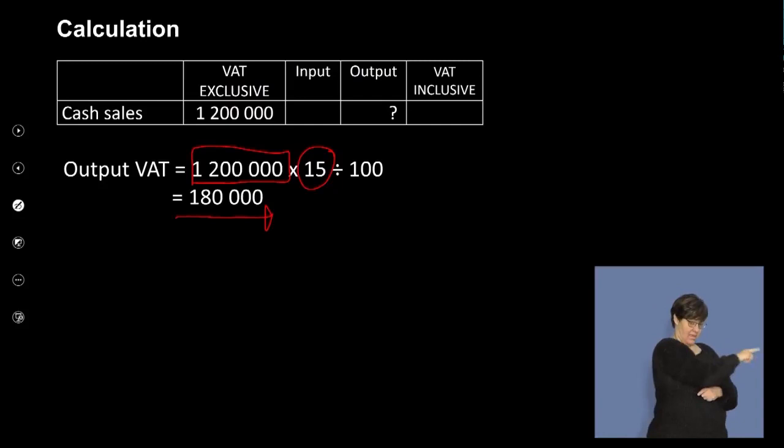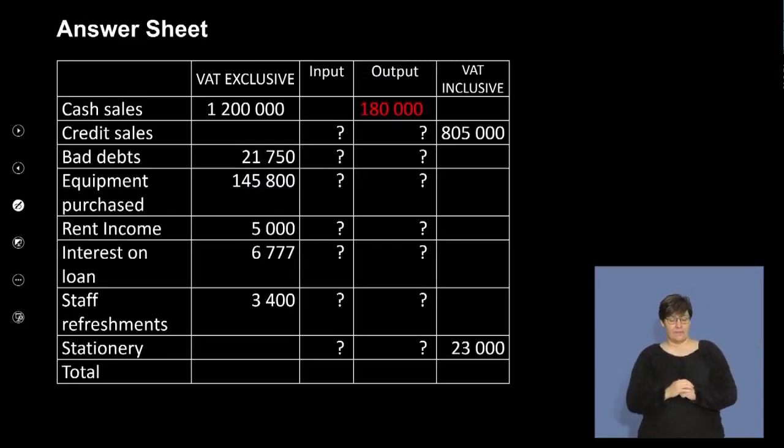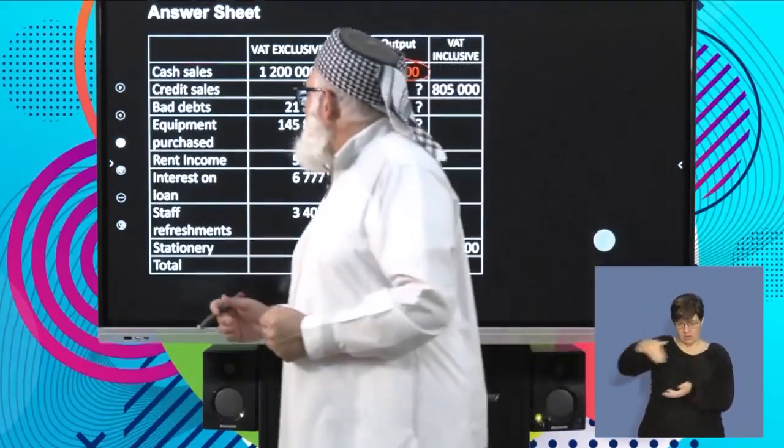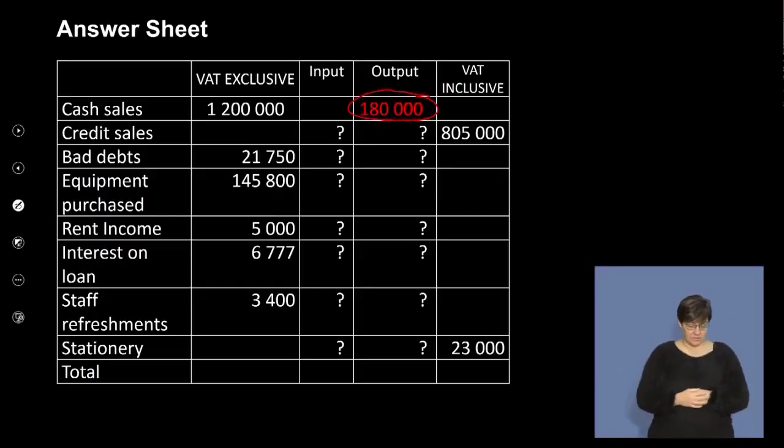So, clearly you can see, there's the 180,000, which is my output VAT, the amount that I need to pay over to SARS. Keep that in mind, that this is the VAT that I've collected from the customers. Remember, as a VAT vendor, you're an agent of SARS. You're collecting on their behalf to be paid over to them. Okay, next one we go to is our credit sales, which is 805,000.